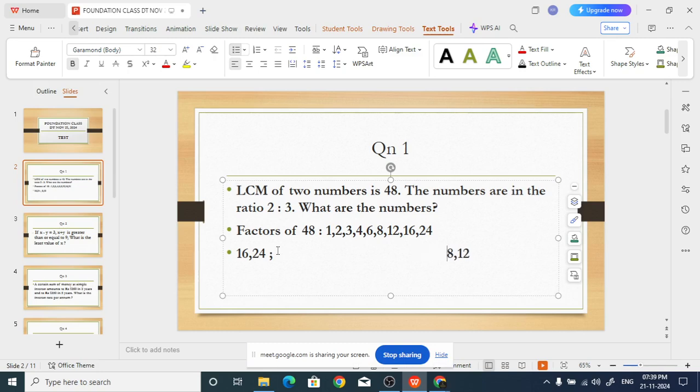Why are 8 and 12 not the right answer? Sabari, what is the LCM of 8 and 12? Find out.